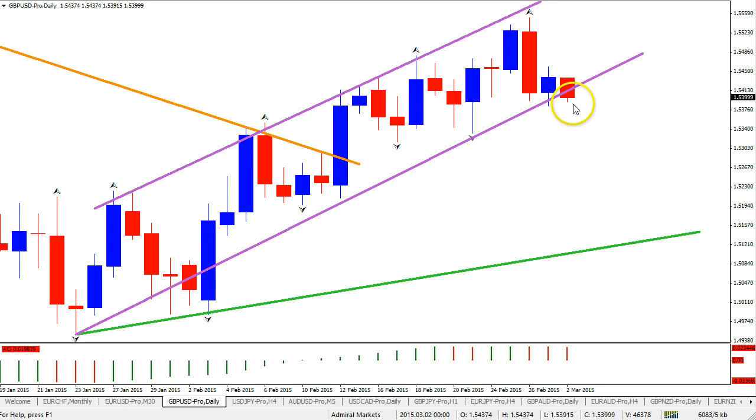And we are at a spot where either price is going to break down or bounce up at the bottom of this channel.